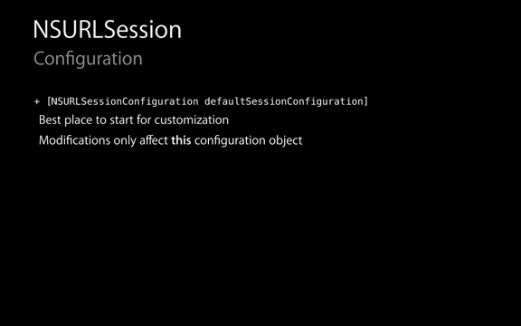So to get a configuration object, you can ask for the default session configuration. This is a factory method that returns an object that captures the global state of the framework. If you look at the Foundation framework, there are some classes like NSData that have a class method, dataWithContentsOfURL. And if you were to pass an HTTP URL into that, it would use all the global defaults of the Foundation framework in order to go out on the network and get that data.